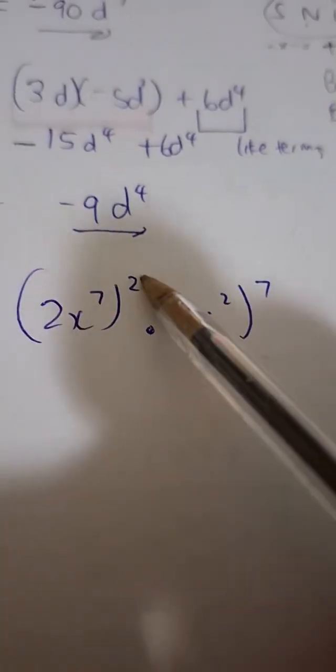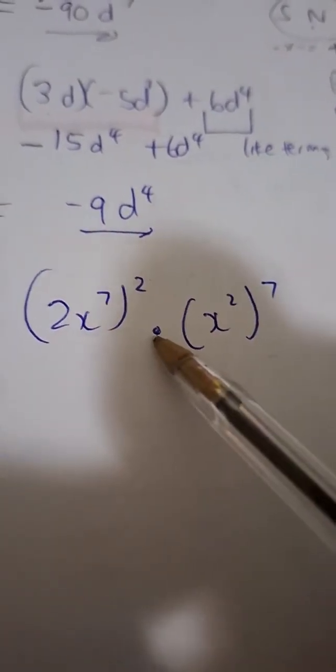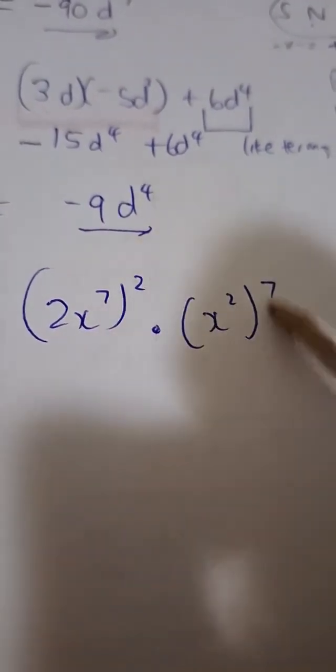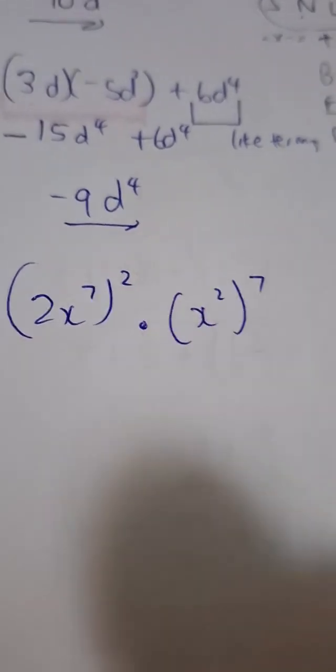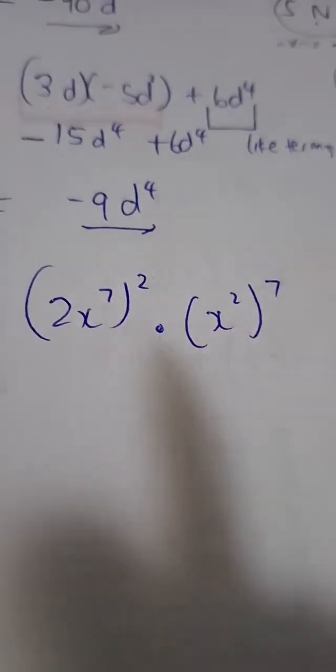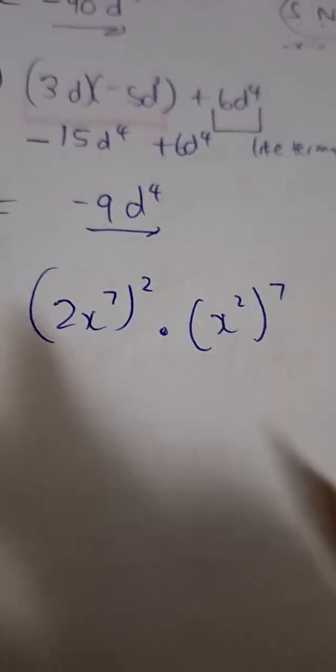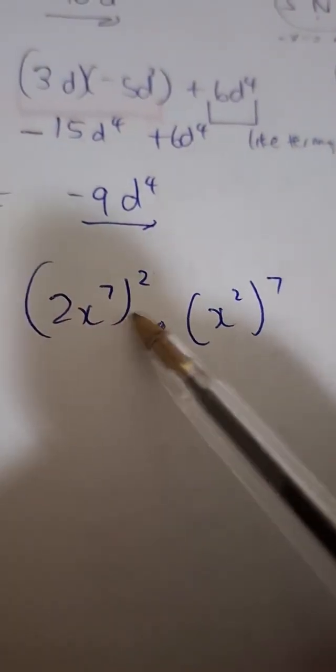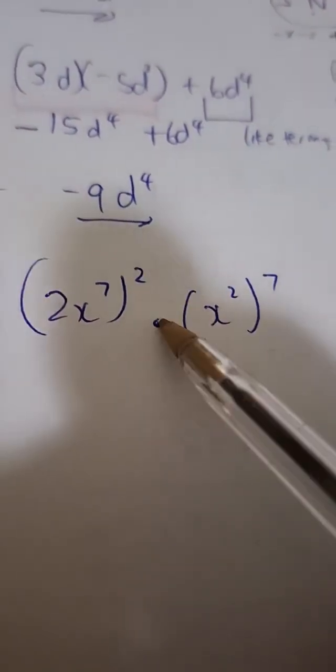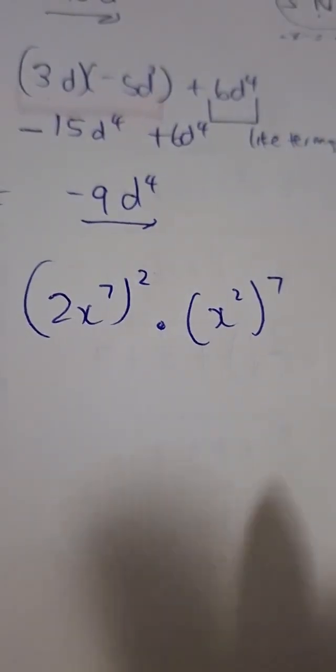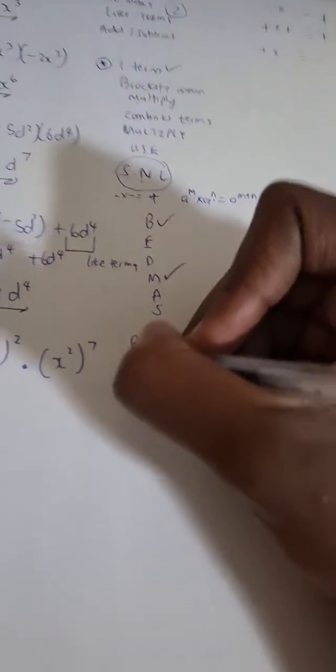Brackets, exponent, dot, meaning multiply, brackets, exponent, exponent externally. So this is one term. But we must look at the individual brackets. Dot means multiply, definitely remember. So 2x to the power 7, the whole thing squared. Now, once again, we need to think of who?